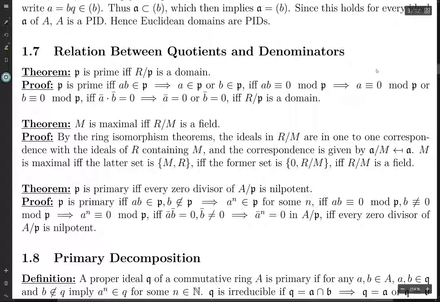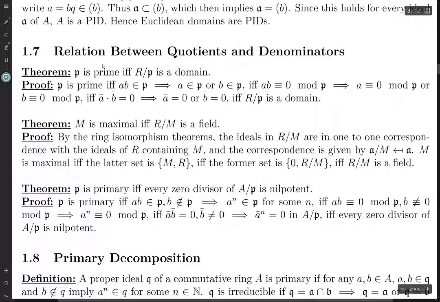Alright, let's talk about quotients and their denominators. So these are three facts that are very easy to prove and very easy to state. They're if and only if statements, and they're really important. So an ideal P is prime if and only if the quotient of the ring R by the ideal P is a domain.